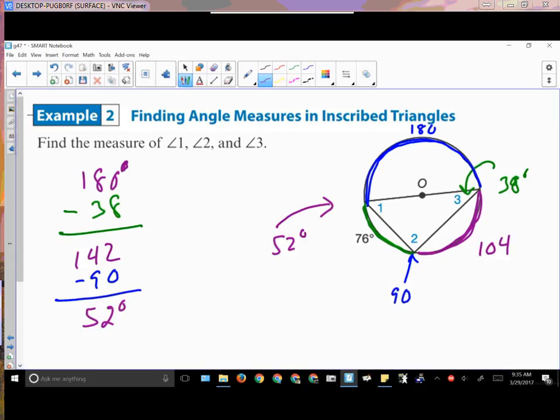The big idea is to understand the relationships between these things. As long as you got that idea that if you know the angle, the arc is double. If you know the arc, the angle is half.